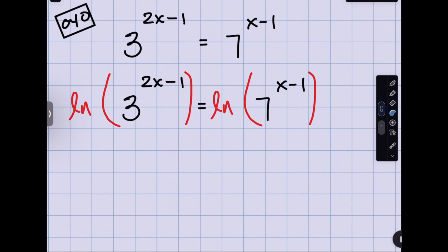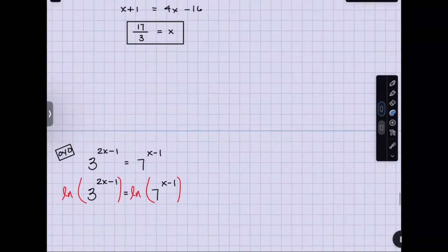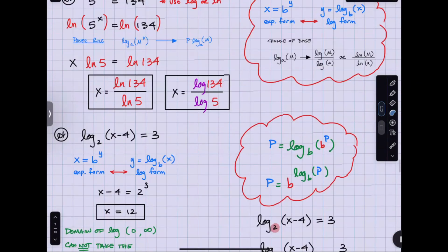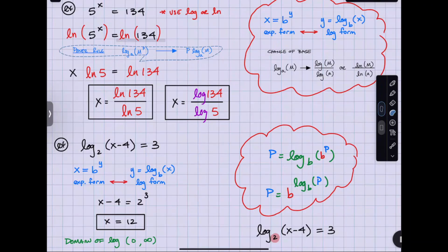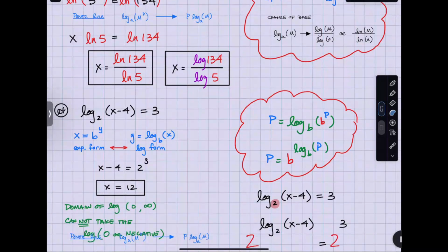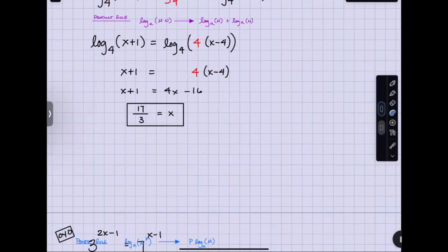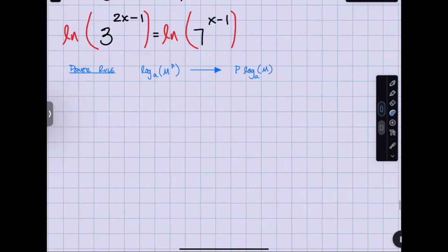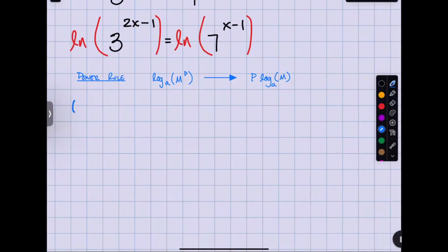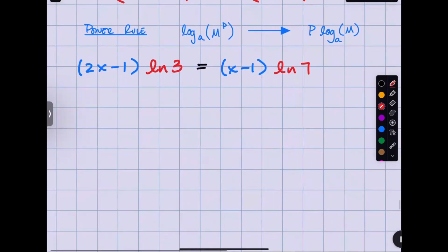So we talked about the power rule. So we're going to have to deal with the power rule. The power rule says this, right? That the exponent becomes the coefficient. Is that right? So am I guessing that this is usually where we get stuck?